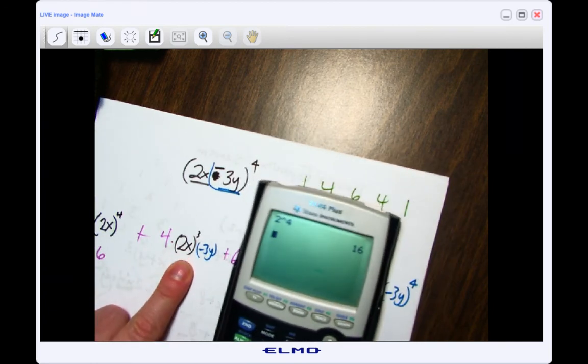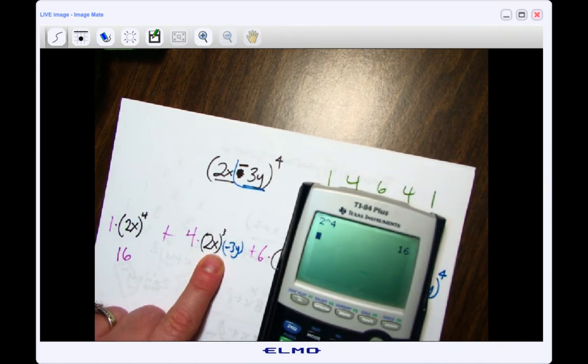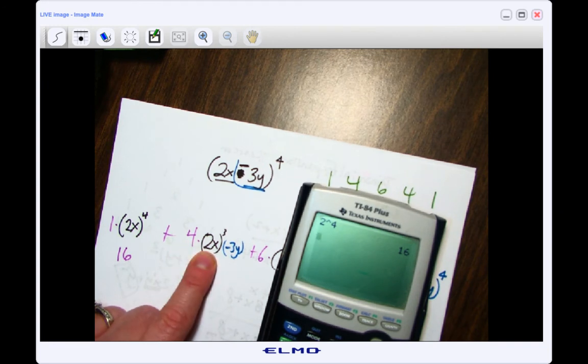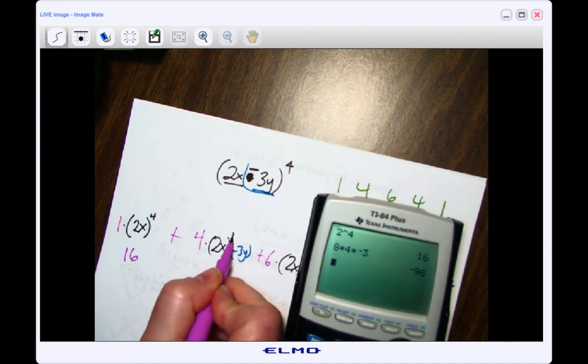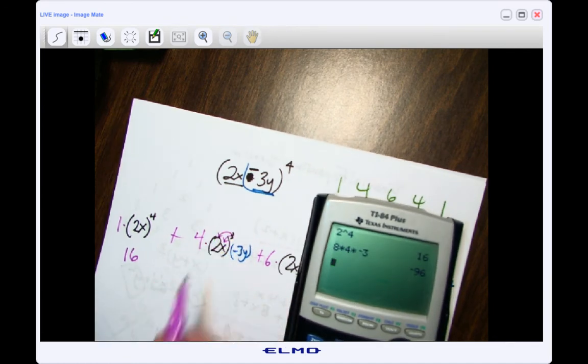Now this one, what are we going to do? Now it's 2 to the 3rd is 8, right? So we're going to have 8 times 4, and then we're going to have times negative 3. Because it's negative 3, right? So now again, remember when you raise these to the 3rd power, you're raising both of them.